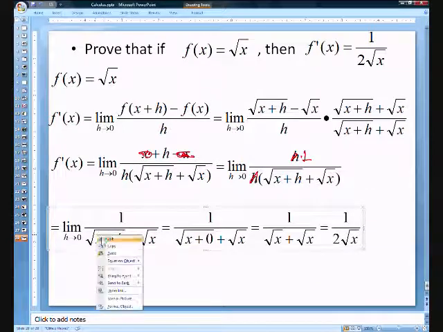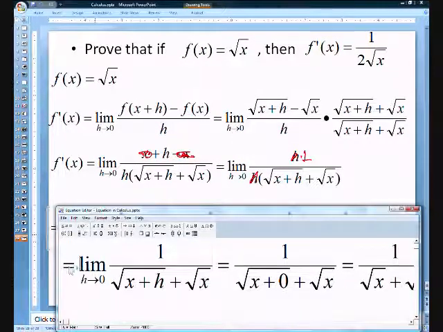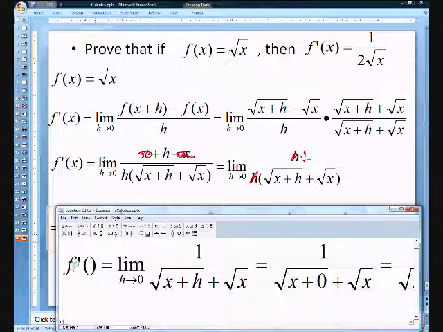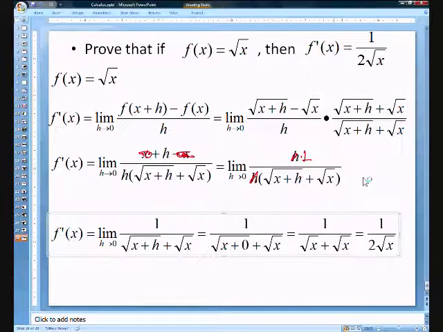So we just found our, let me go to the beginning here, f prime of x is equal to 1 over 2 square root x, which is what we had in our beginning. So hope this helped.